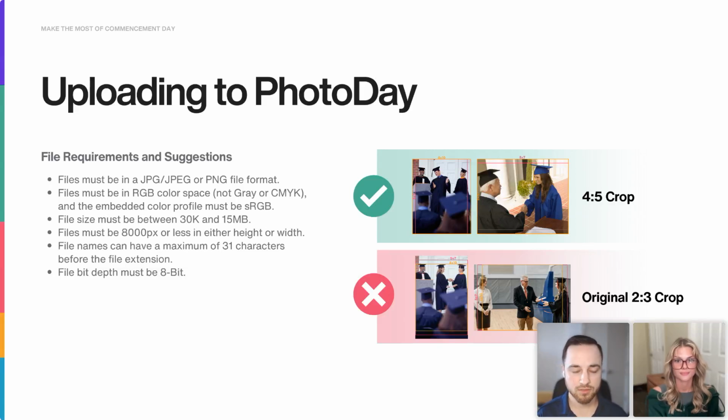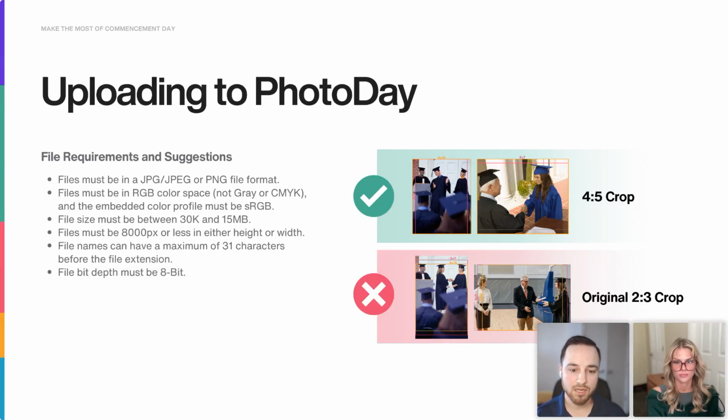So we usually suggest doing a 4:5 crop for things uploaded into PhotoDay so that parents can easily order things and the default crop across various products is just going to work out. So they can just add to cart and move on to paying pretty quickly.